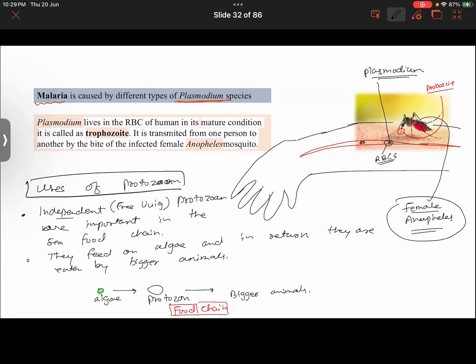Yes. Sir, is this plasmodium present in our body? No, it will enter into our body if we were to consume infected food, the food that is infected by this protozoa named plasmodium, or if we were to be bitten by this female anopheles. Getting it? Yes, sir. So that is the thing.